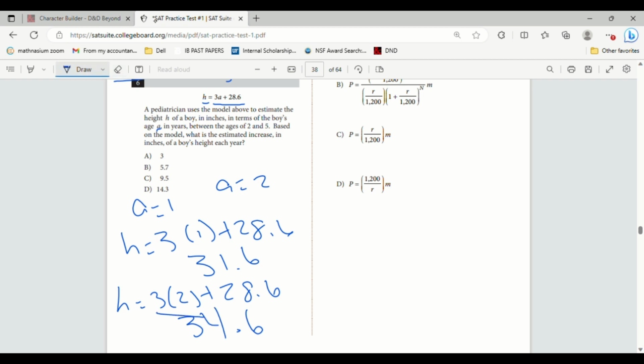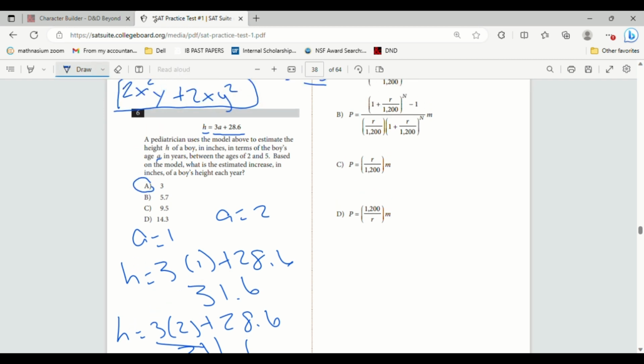Now, the difference between 34.6 and 31.6 is 3. So that means that the estimated increase in inches of the boy's height each year is 3. Or you could have simply looked at your equation, seen that the only term that has a variable is 3a, which is a rate. So 3 inches is the answer.